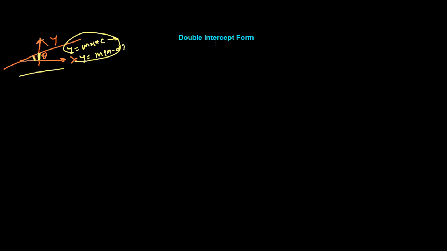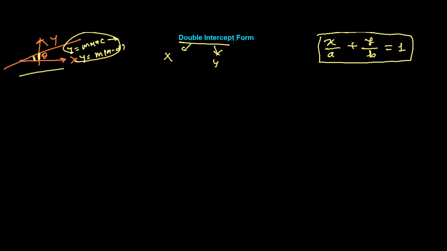If we are given both intercepts, double intercept means we know the x-intercept and we know the y-intercept also, then what will be the form of the equation? That we are going to derive now. Let me tell you, you will finally get the answer like this: x over the intercept on the x-axis plus y over the intercept on the y-axis equals 1. So this is our standard form of the equation for the double intercept form.